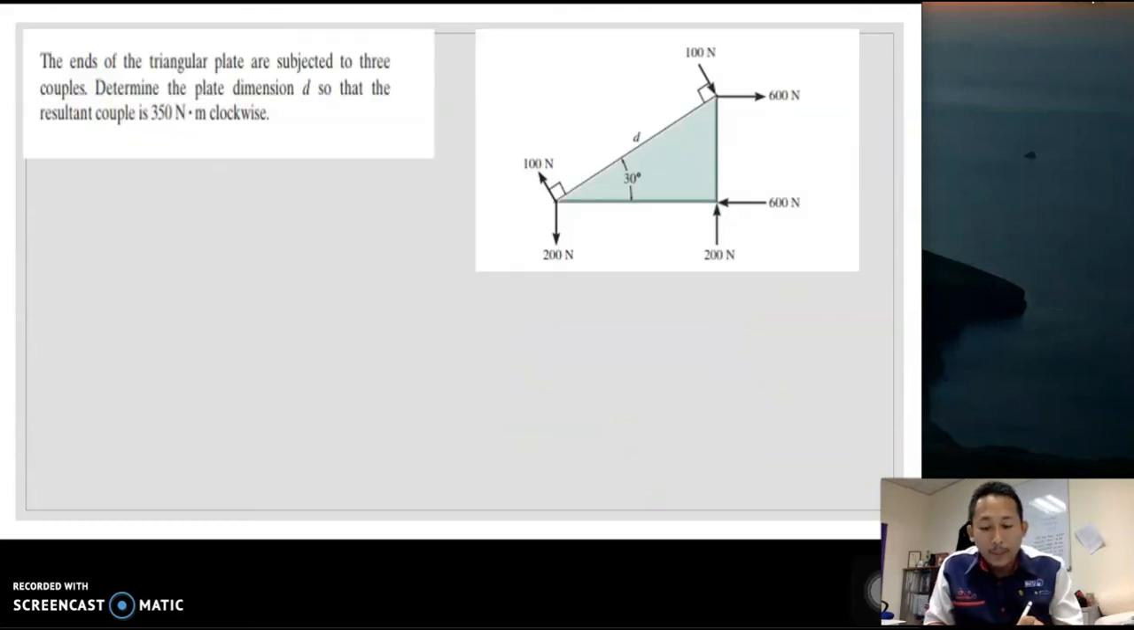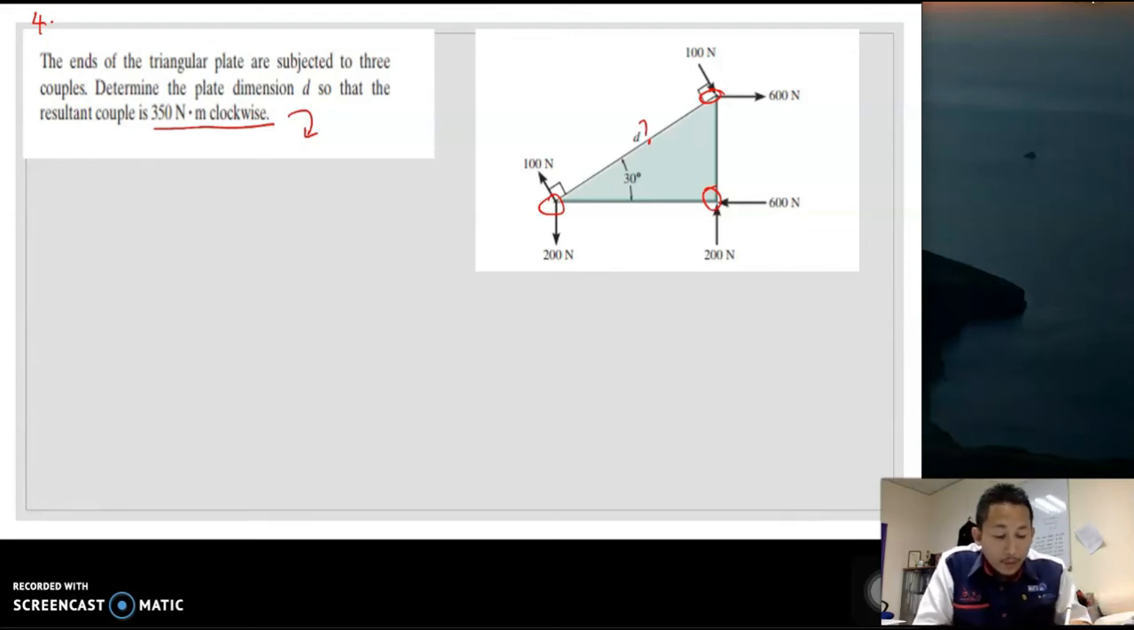Number 4, so question number 4: the ends of the triangular plate are subjected to 3 couples. So 1, 2, 3, 3 couples. Determine the plate dimension D, so that the resultant couple is 350 Newton meter clockwise. From this, we need to find our point.